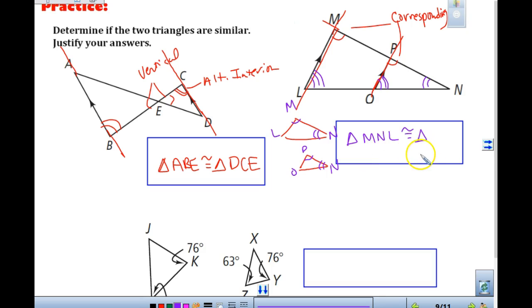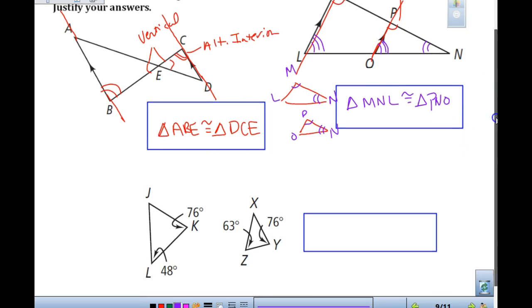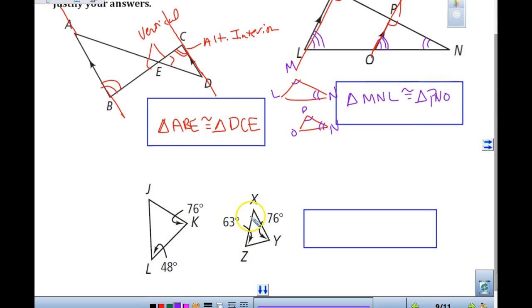So if I'm giving this one, what do I have to have it being, Braden? M to N to L, what is it going to be on my small triangle? If I go M, P, N, O. Okay? Looking at that last one, please find with your shoulder partner your missing angle. Tell me if they are similar or not.